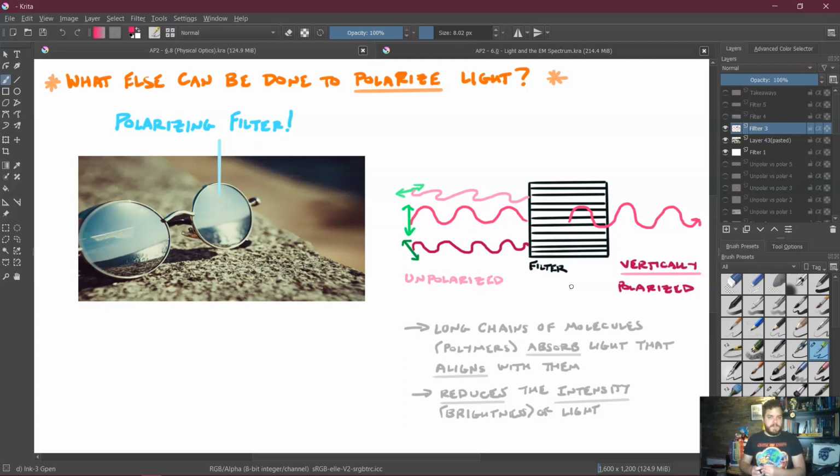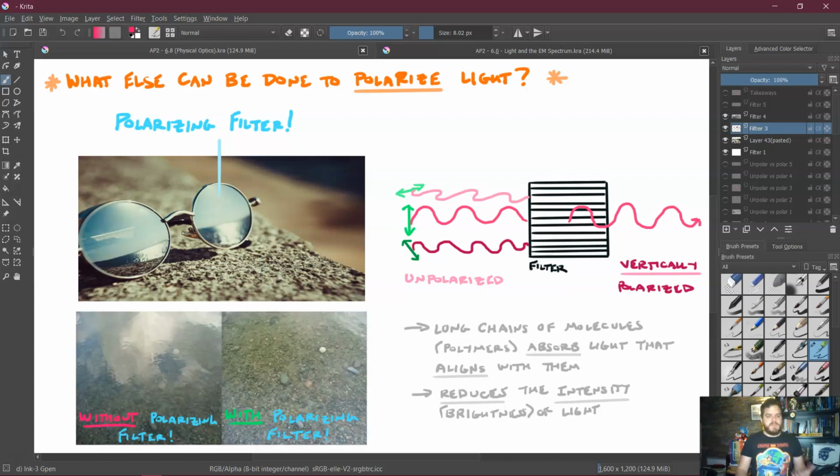Now the thing is, I could take this filter and rotate it 90 degrees so that its polymers were going straight up and down, and we would result in horizontally polarized light, so at that moment there would be a horizontally polarizing filter. So its orientation does matter. But what this also means is that we've got a lot of light coming in, but only some light can actually go through the filter, which greatly reduces the intensity or the brightness of this light.